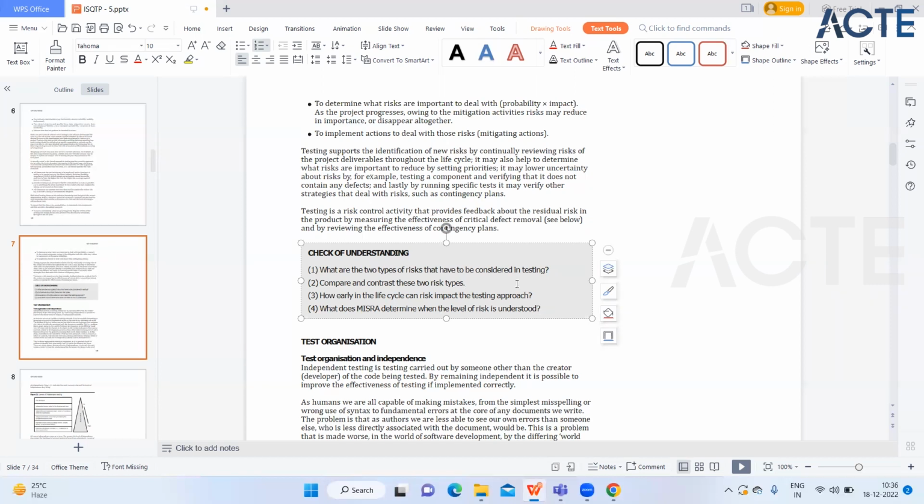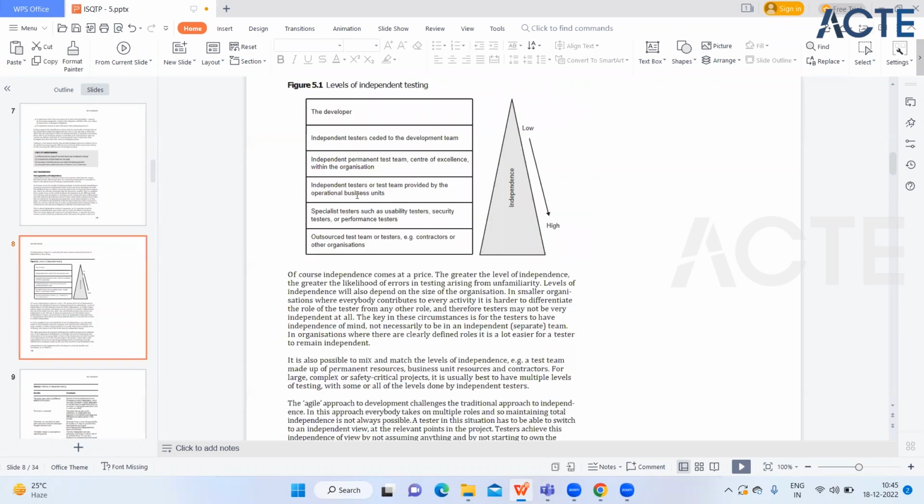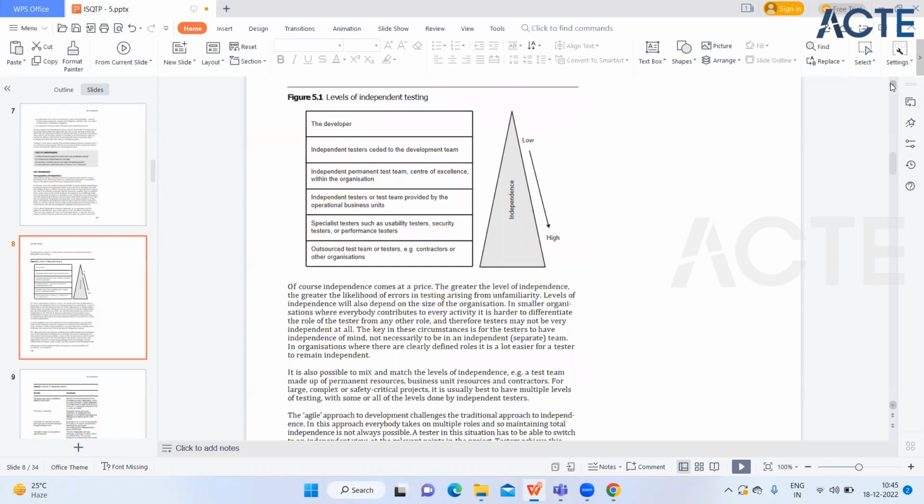Okay, so now this part is completed. The risk part in a broader way, the project risk and product risk, is completed. Now we have to learn about the test organization and independence. They are explaining independence here in a theoretical way, so you just have to understand this diagram. I'm explaining this diagram, and that's what you have to remember.